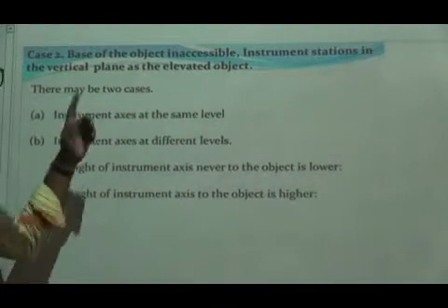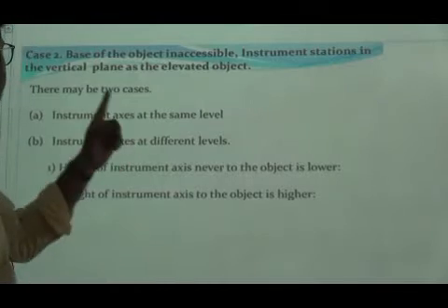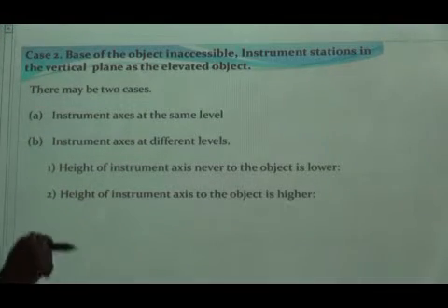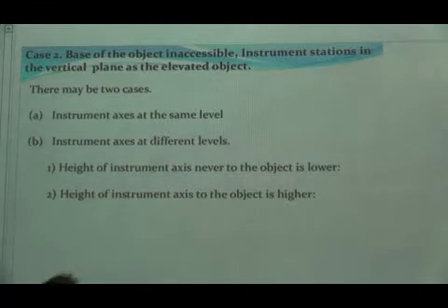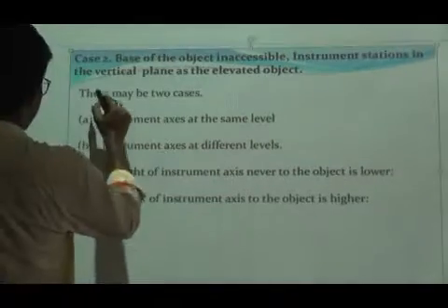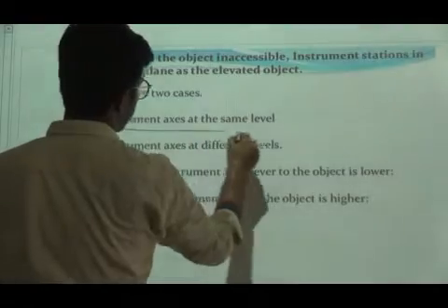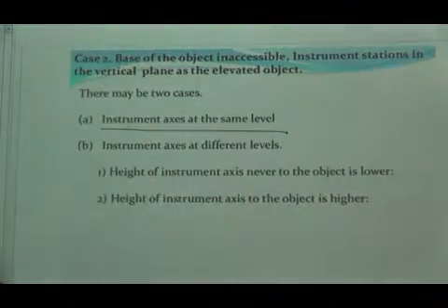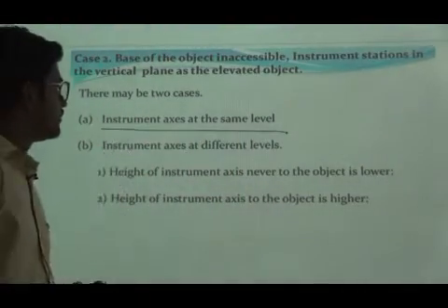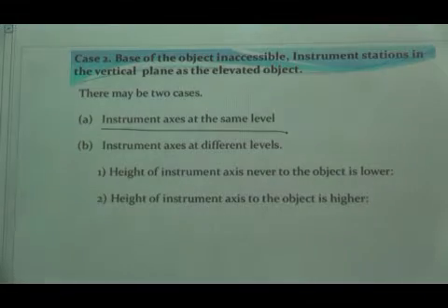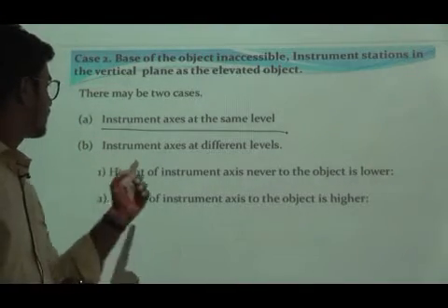Case 2: base of the object is inaccessible, instrument stations in the vertical plane as the elevated object. There are two cases. In the first, instrument axes are at the same level. This case we will not consider in this lecture, as it is very difficult to set the instruments on the same vertical axis.